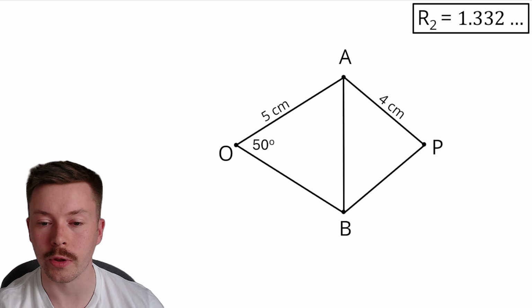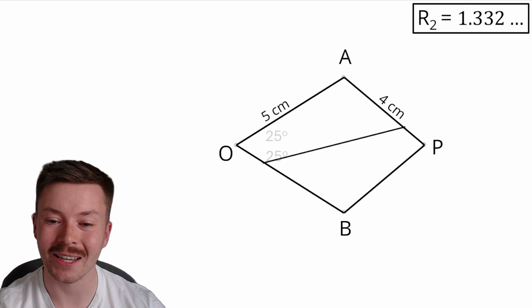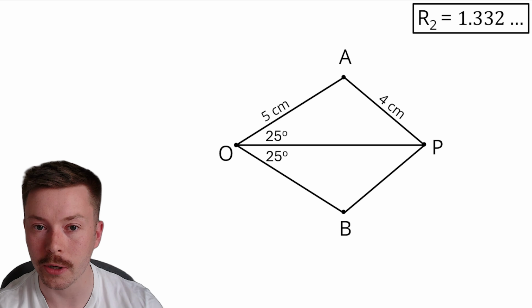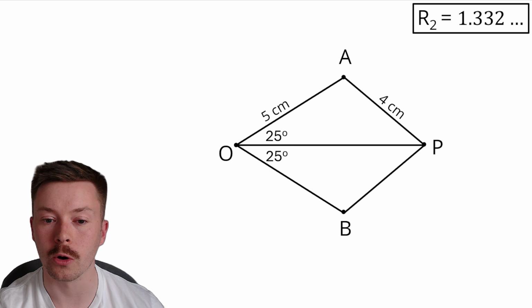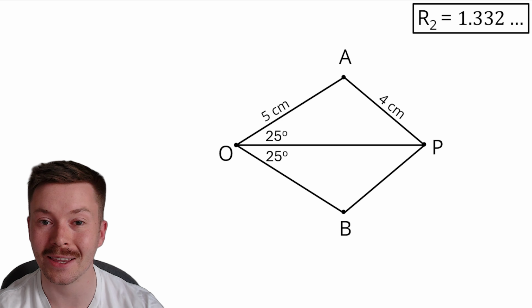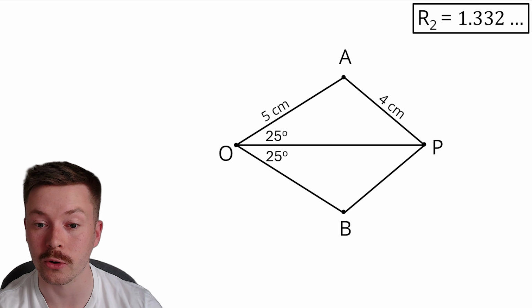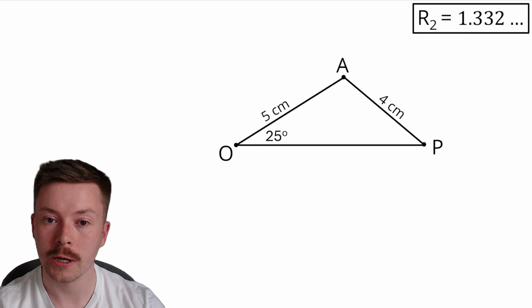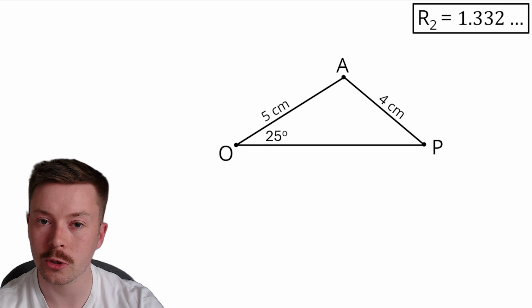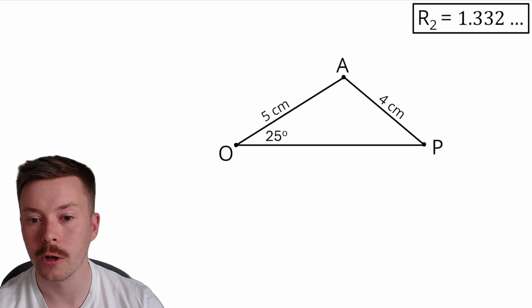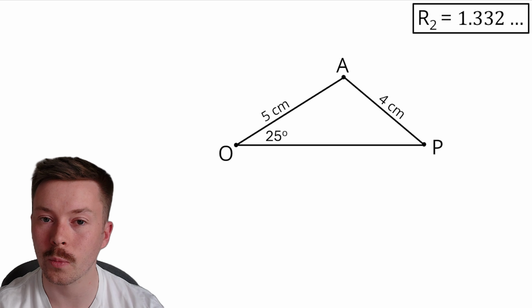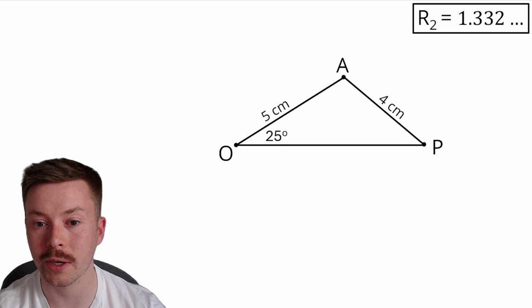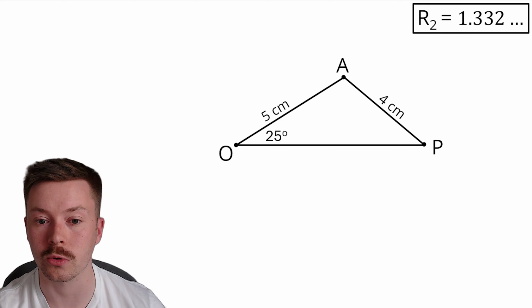One way you can do this is by noticing that there is a line of symmetry. There has to be a line of symmetry from O to P, and so that will split the 50 degrees into 25 degrees, and then we can isolate one of those, the top side or the bottom side, to give us a triangle. Now, it's not necessarily a right-angled triangle, so we can't use right-angle trig, but we can use, obviously, non-right-angle trig.